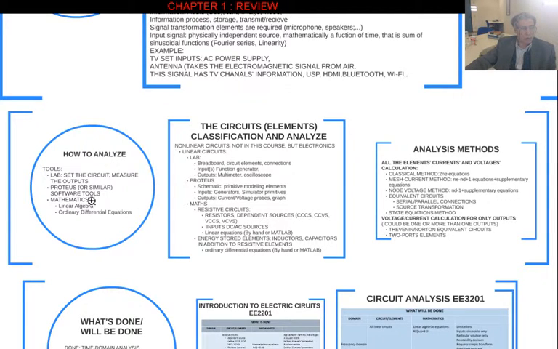While we use mathematics, up to now we have used two different mathematical tools. One of them is linear algebra, the other one is ordinary differential equations. These are different courses that you have taken already.